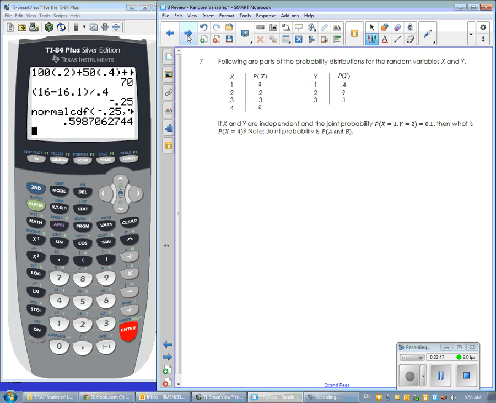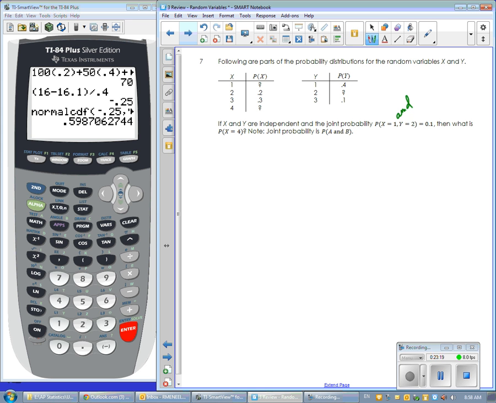In number 7, this is a little tricky. It's almost like a puzzle. It says, following are parts of a probability distributions for the random variables x and y. If x and y are independent, then the joint probability, where x equals 1 and y equals 2. So even though you don't see the and, a joint probability means that it's and. So if the probability of x equals 1 and y equals 2 is 0.1, then what is the probability that x equals 4? And just remember that joint probability is the same as an and statement.